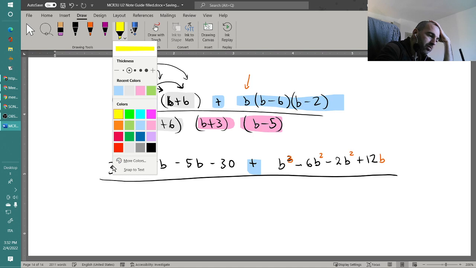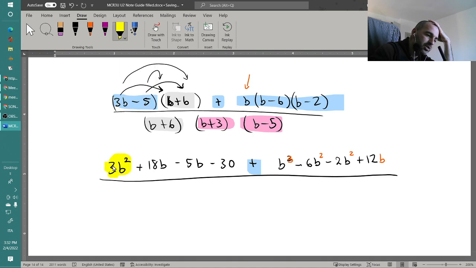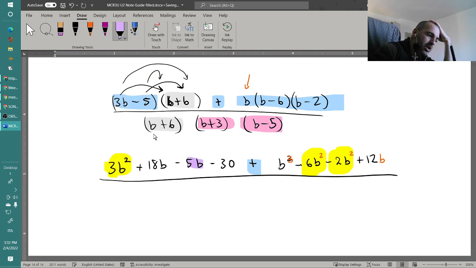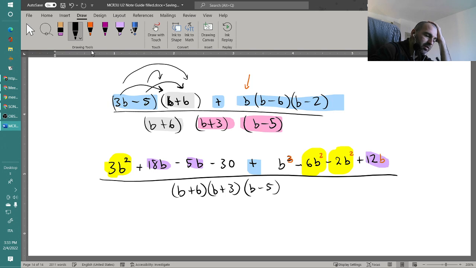And I've got some common like terms here. My squareds, okay? And I've got a couple of b's, just regular old b's. There, there, and there, okay? And then I've got a b to the third and a negative 30, okay? So my b to the third, oh, I forgot my denominator, guys, here. B plus 6, b plus 3, and b minus 5.